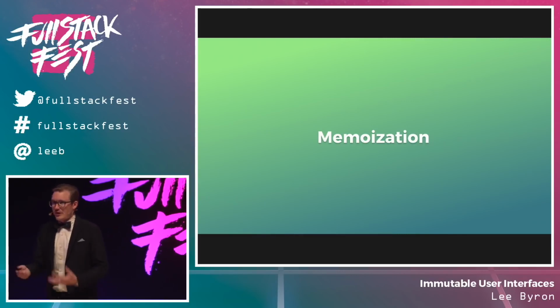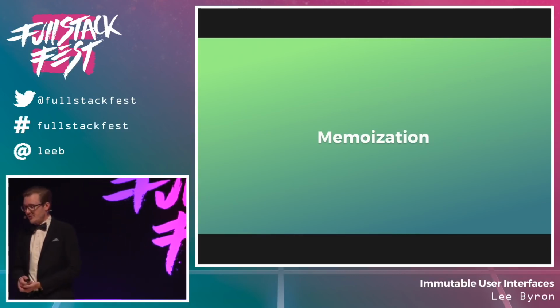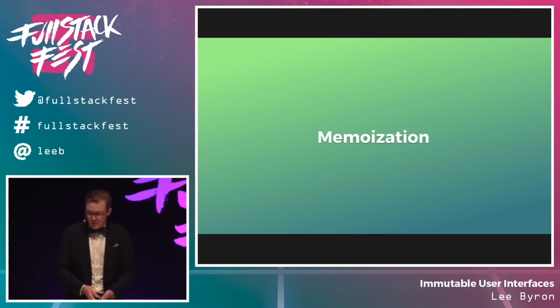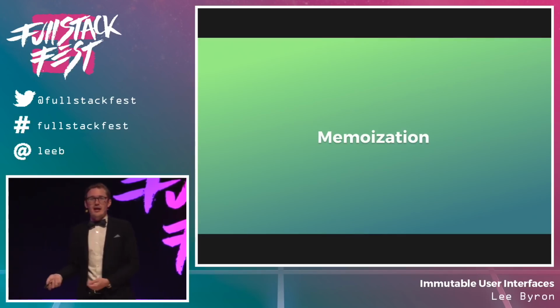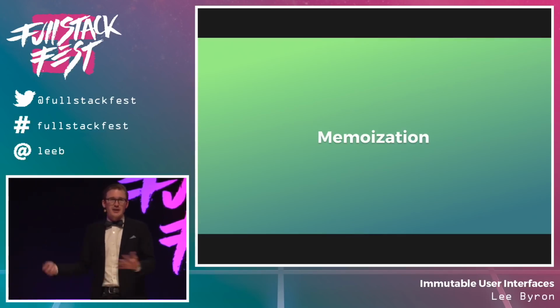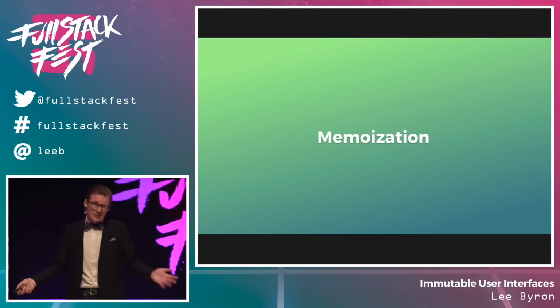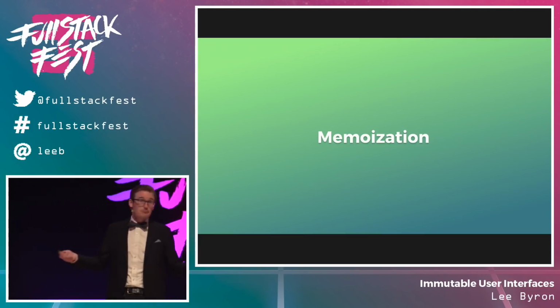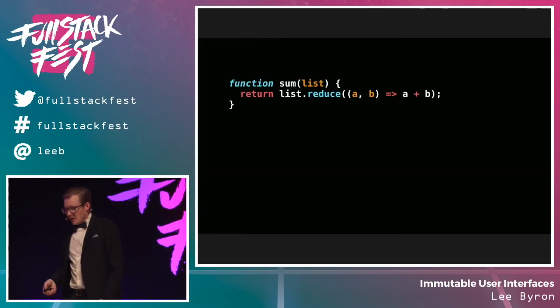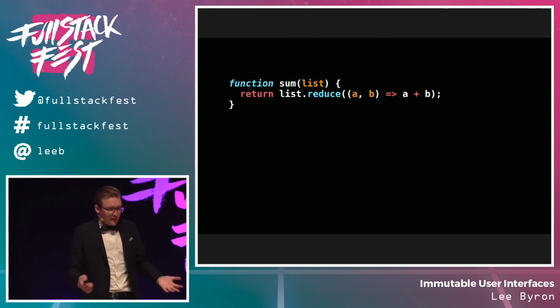And a prime example of the kinds of things that we can do when we have this is memoization. So memoization is when you take a function and if you call it a second time with the same arguments, you want to skip running the function and just return whatever it returned last time. So this is a cool performance technique that you can do for expensive functions like rendering a UI. And so I want to show a really basic example.